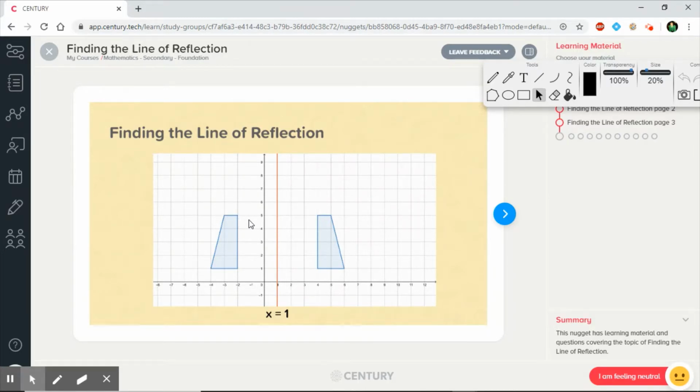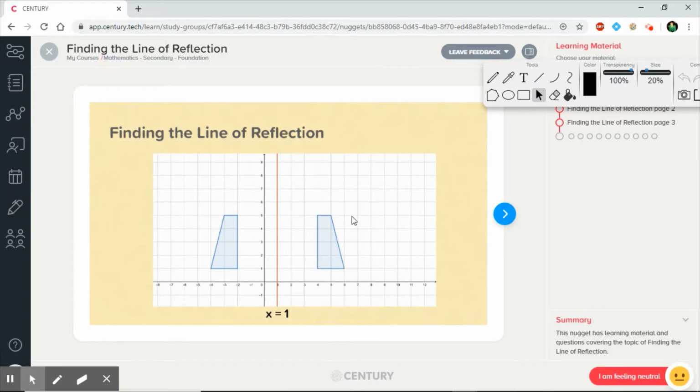There's 1, 2, 3, 4, 5, 6. There's a distance of 6 between this corner here and this corner here. So it would make sense that the line of reflection would be 3 away from this, and 3 away from this. So that's, in a nutshell, what a line of reflection is. It's the line in which the object is reflected to create the image.